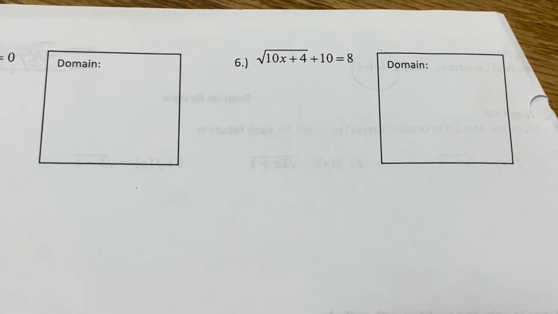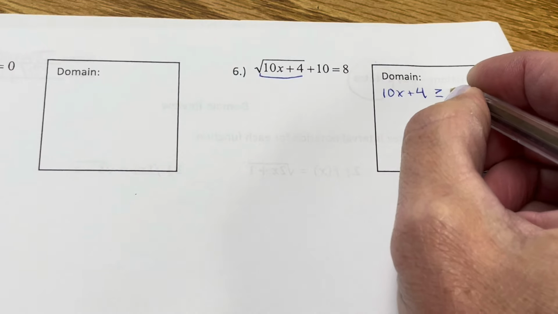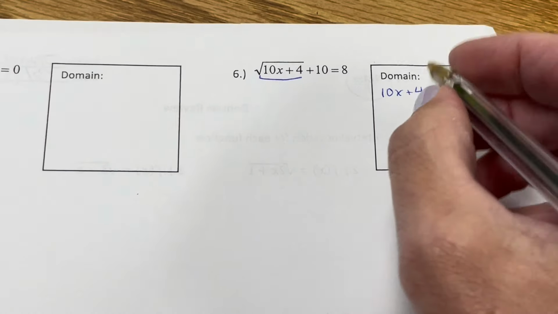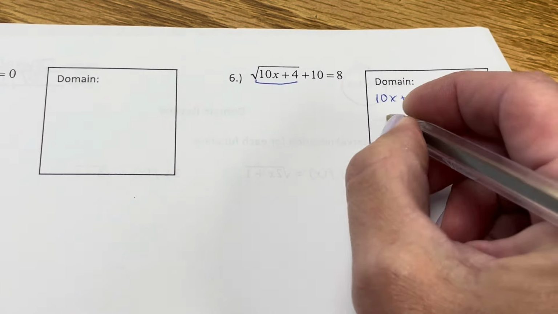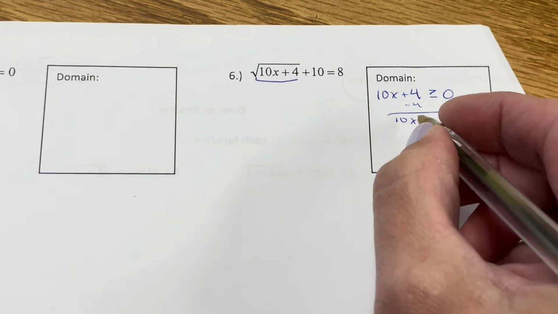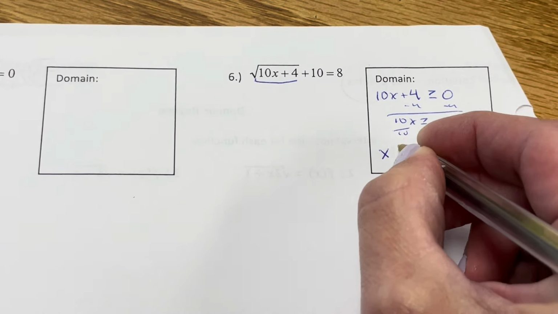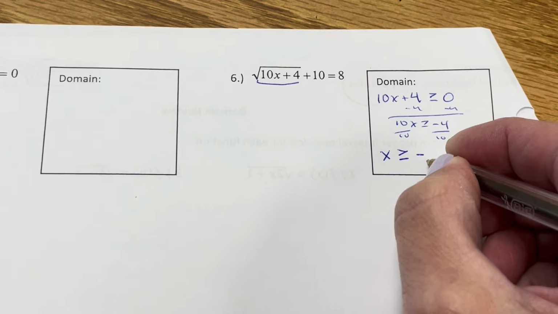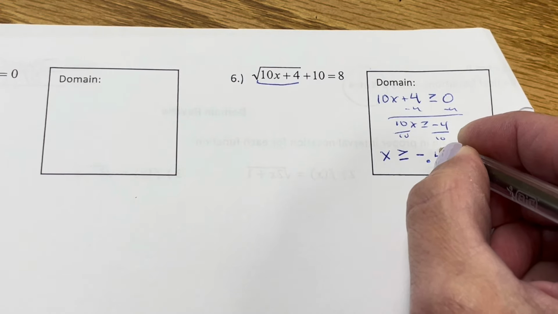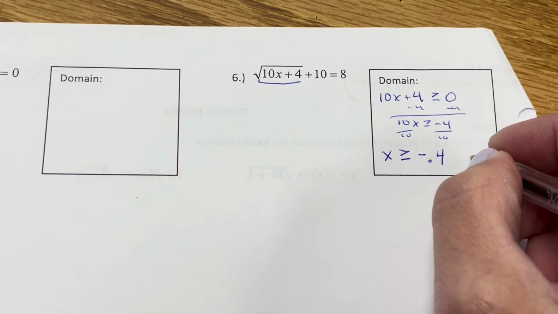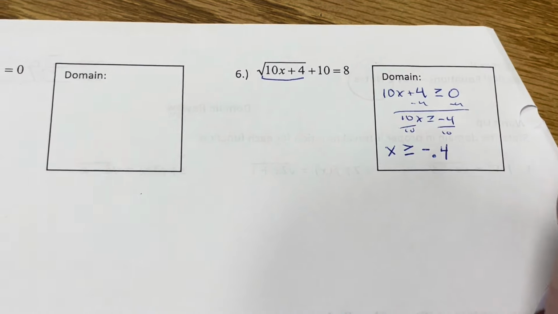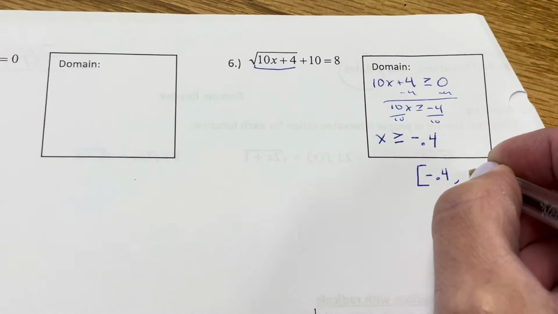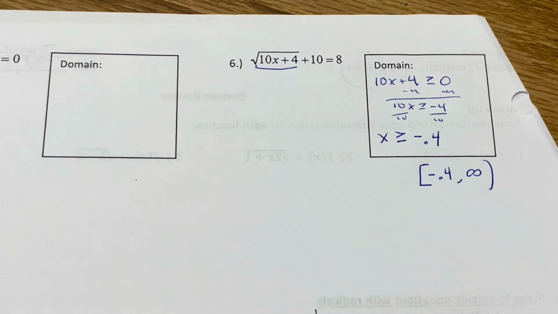So for my domain, I know that 10x plus 4 has to be bigger than or equal to 0. I know that the thing under the square root has to be bigger than or equal to 0. So let me solve this by subtracting 4, dividing both sides by 10. So x has to be bigger than or equal to negative 4/10. You could write that as negative 0.4 if you want. Or you could write it as negative 2/5. Either way, it doesn't really matter. And in interval notation, that would mean x can be anything from negative 0.4 to infinity. Okay, so that gets the domain.